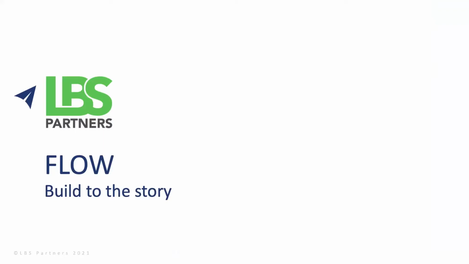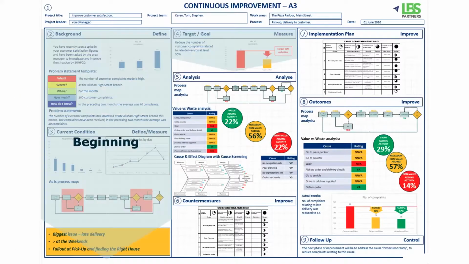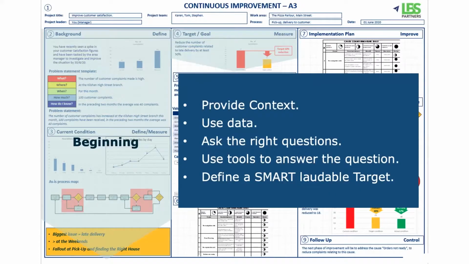Another aspect or attribute of a good A tree is flow. Slowly build the story. So again, if we consider the beginning should provide context. It should use data. It should ask the right questions and use tools to answer the question. It should define smart and laudable targets.